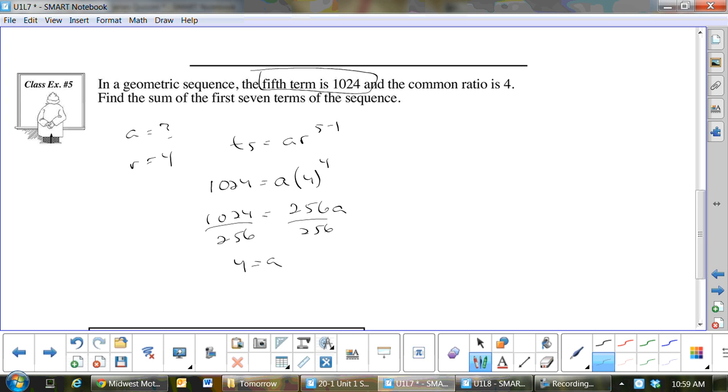Now I know A, R, and N is 7, because they're asking me for S7. So S7 equals A, which is 4, times R, which is 4 to the 7 minus 1, all over 4 minus 1. Now this one, A and R are the same, so there's a lot of 4's in there for that reason. Just to save time, I'm going to tell you the answer, because the answer is the easy part, hopefully. You get 21,844.